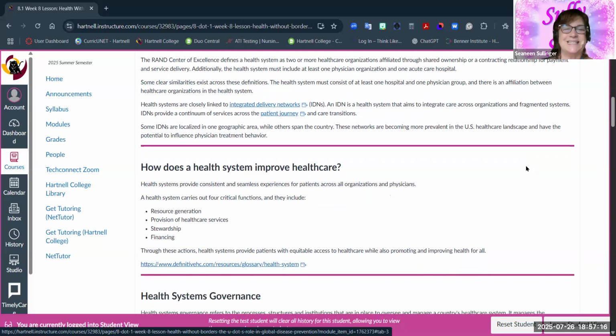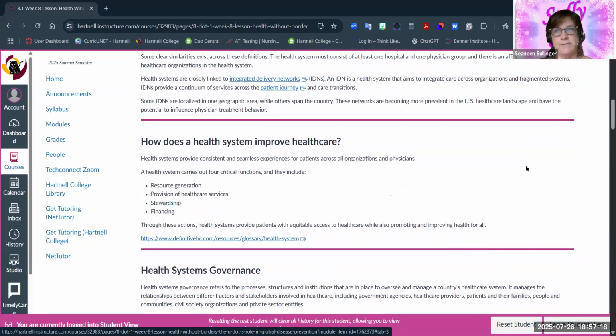So how does a health system improve care? If we didn't have a health system that had these groups of physicians and hospitals, what would we do? We would just probably go to the doctor, and then I don't know what would happen after that.